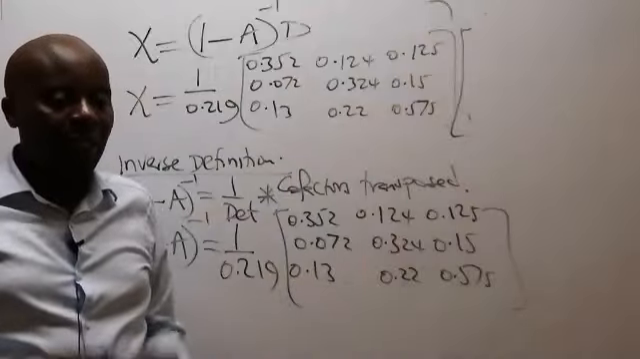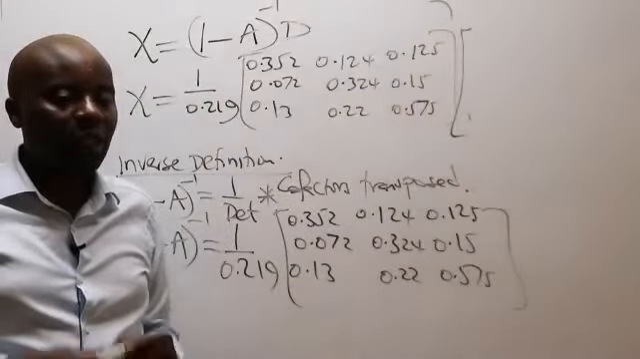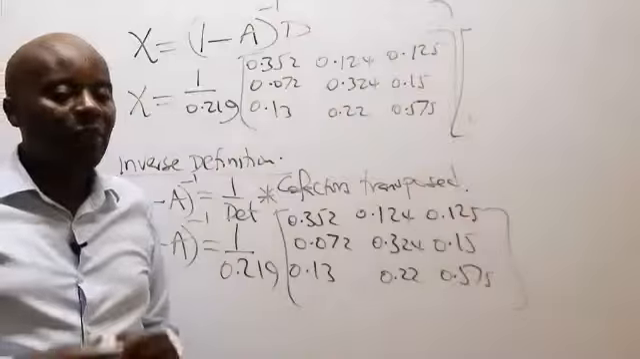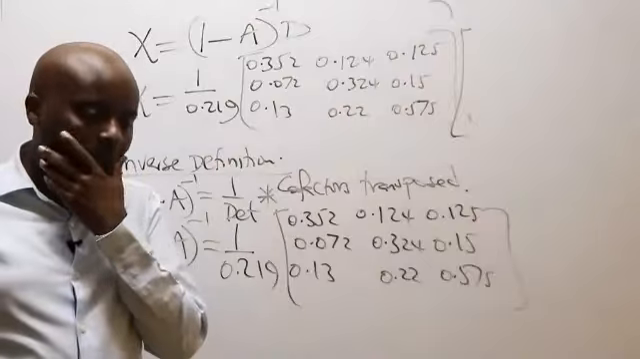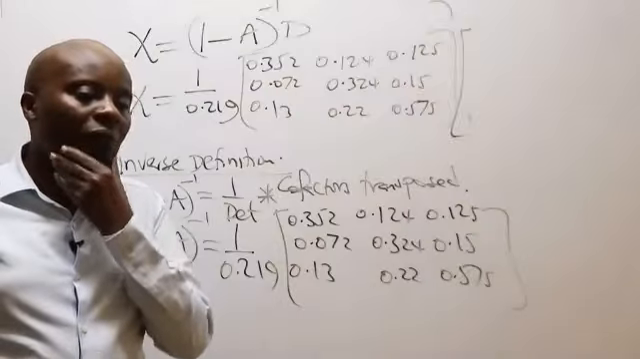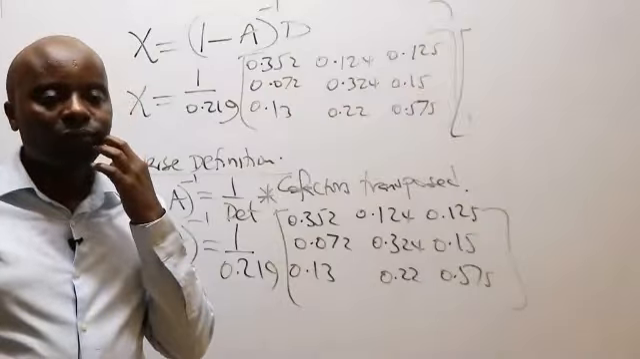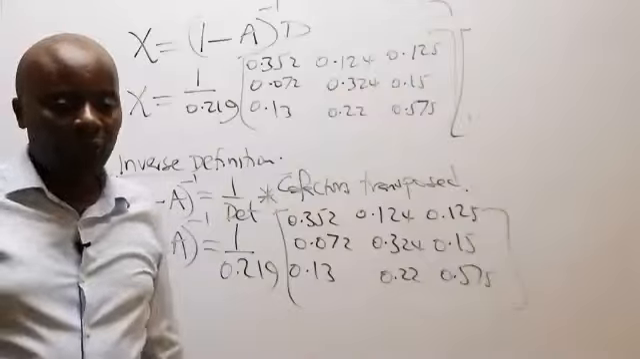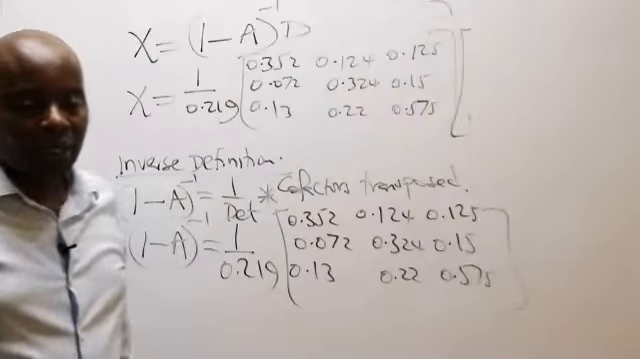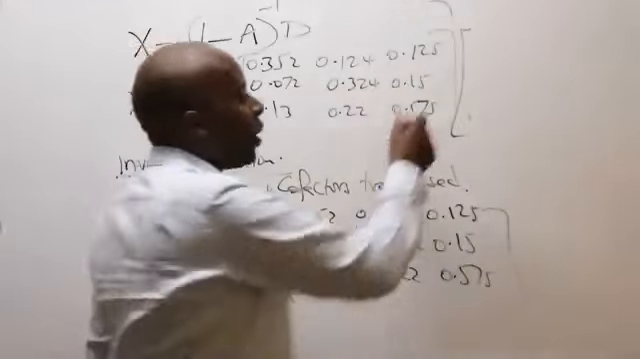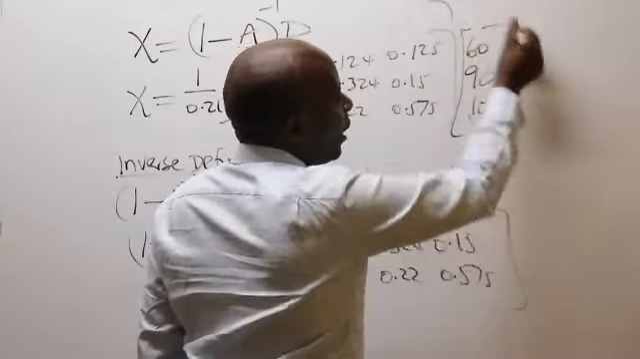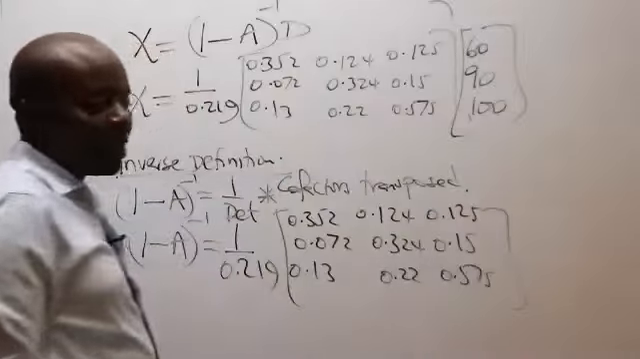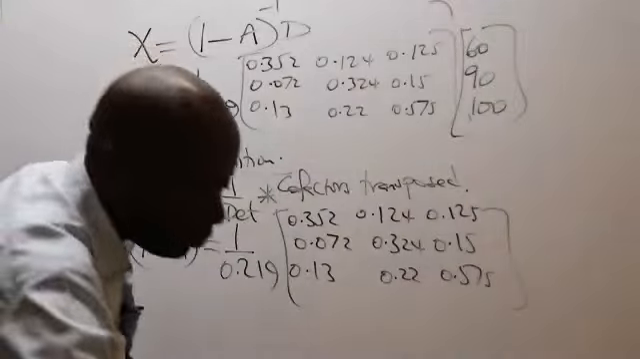So matrix D, is there somebody who has those figures who can remind us very fast? We put them down. Thank you very much. 60, 90, 100. But remember, they have to be captured in the form of what here? In the form of a column.